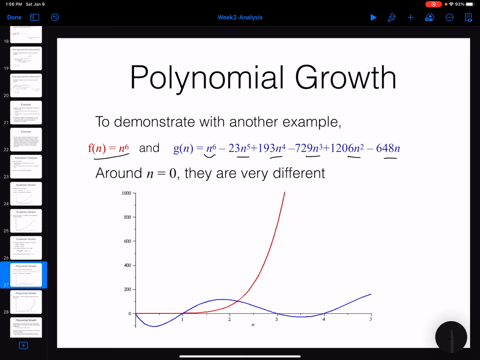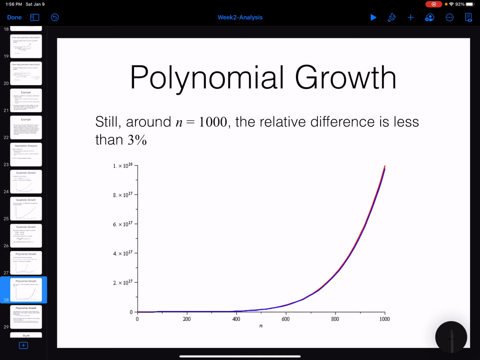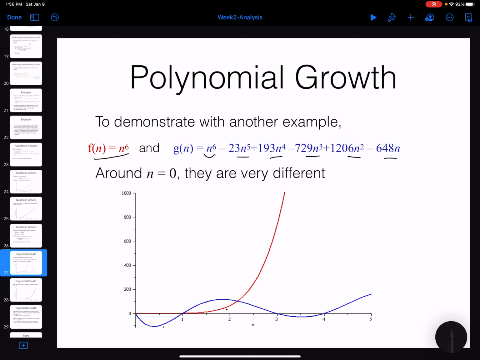Sometimes the blue one is smaller, sometimes the red one, and they are just going to have different behaviors. But again, if I'm looking at a larger scale, they look pretty much the same. Again, because the growth ratio of both of them is the same. The leading term in the polynomial expression that you have is n power 6 in both of them.